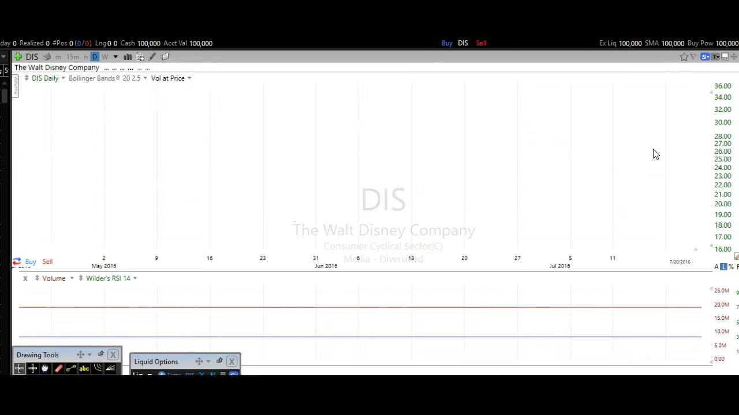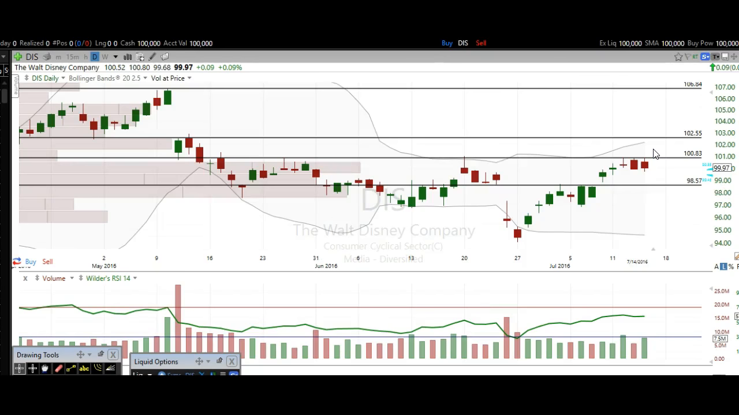Next, I want to cover Disney. Disney, a couple levels I'm seeing right here. We've got support at 98.50. And why is there support at 98.50? Well, from the highs of these few candles right here, and as you can see, we retested it on the low of this candle right here. And again, over here, it was support. We broke back over it. Over here, it was support. We broke under it, so it became resistance. Now we're over it again, so now it is support again.